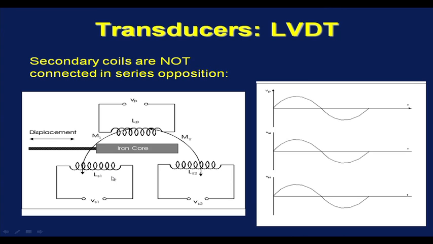For the time being, let us assume that the two secondary coils are not connected in series opposition. Since these two secondary coils are identical in all respect, equal amount of voltage will be induced in both the coils. So, if I excite the primary coil by this signal, I may get these signals for the secondary coils.